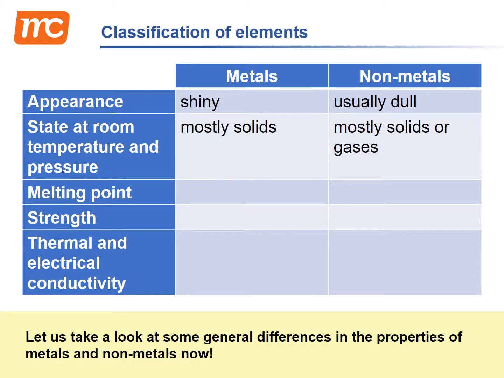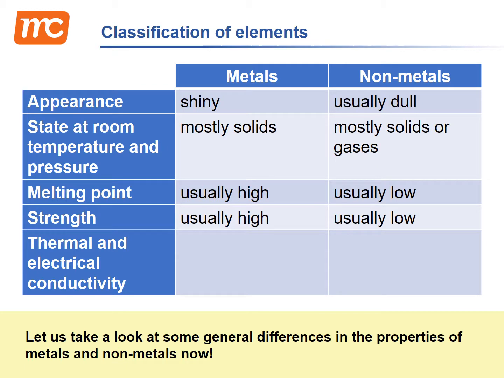Metals are mostly solids at room temperature and pressure. Non-metals are mostly solids and gases at room temperature and pressure. The melting point of metals is usually high. The melting point of non-metals is usually low. The strength of metals is usually high. The strength of non-metals is usually low.